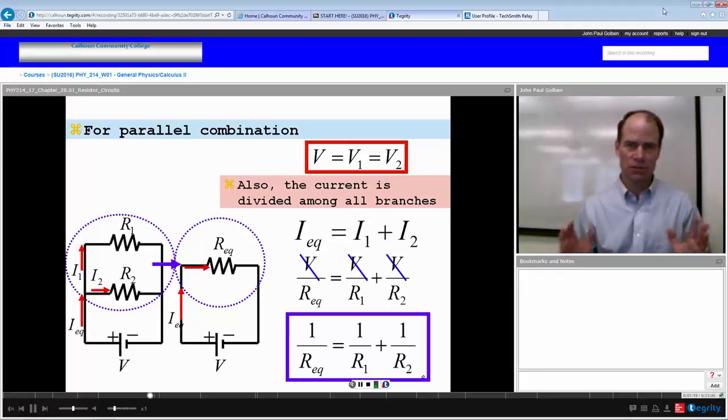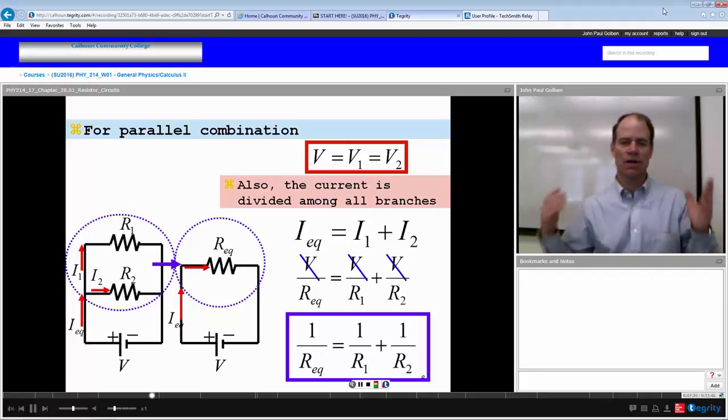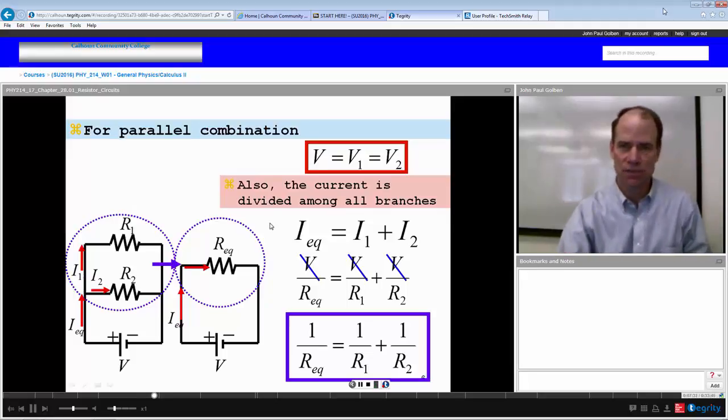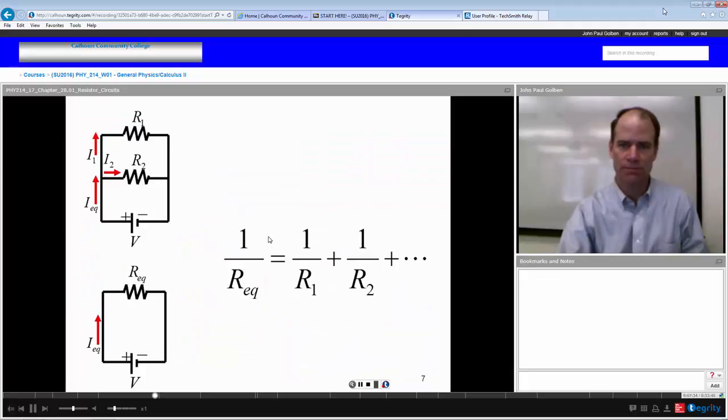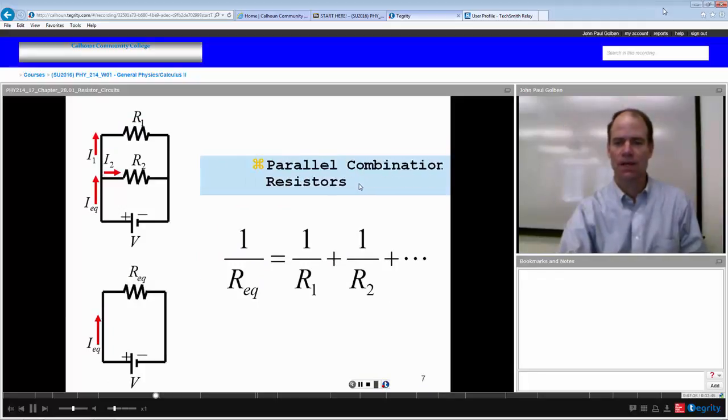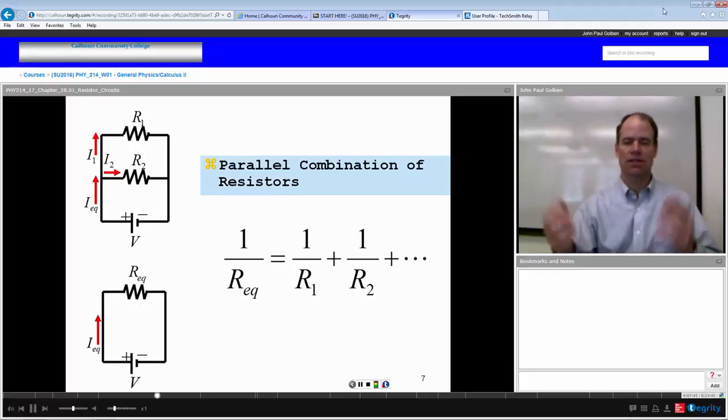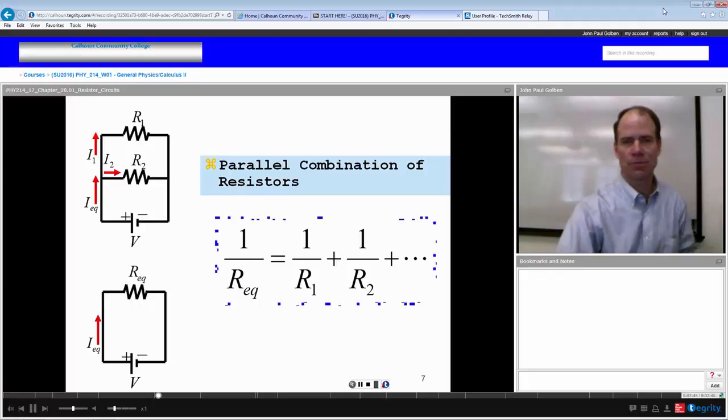We did this for two resistors in parallel, but we could have done this for any number of resistors in parallel. 1 over R equivalent would equal 1 over R1 plus 1 over R2 plus 1 over R3, as many resistors as we had in parallel. So for a parallel combination of resistors, that's how we do it for any number of resistors in parallel.